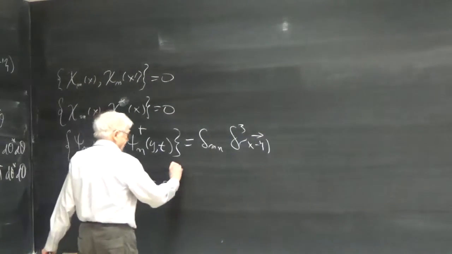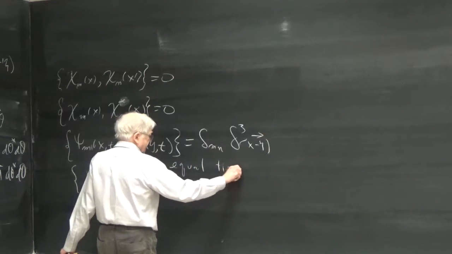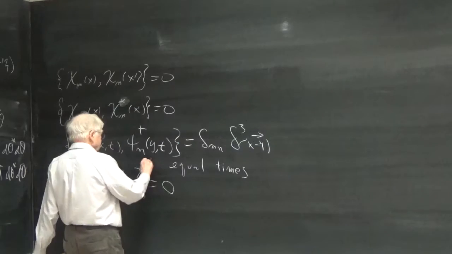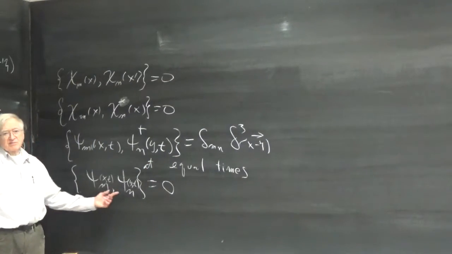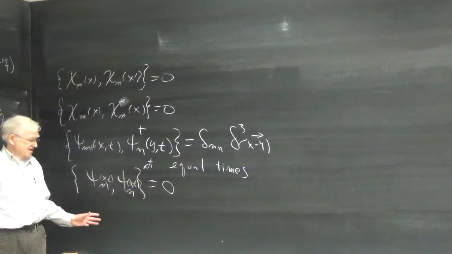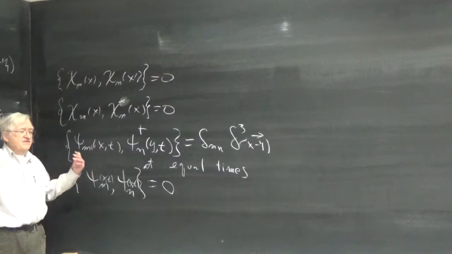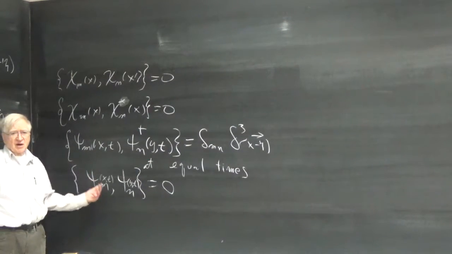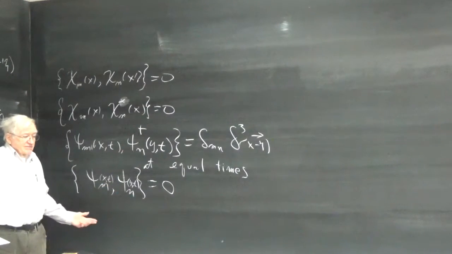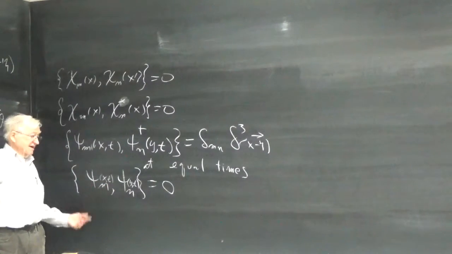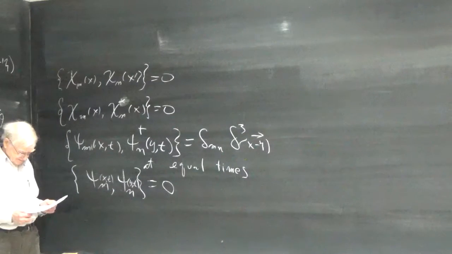So let me just write that down. Equal times. And the reason for that, of course, is that if you have simple anti-commutation relations at one time, and you let one of the fields evolve, the field could evolve in a very complicated fashion in an arbitrary quantum field theory. And so this thing would be God knows what, and so the anti-commutator could be just anything. So you have to stay with equal times.